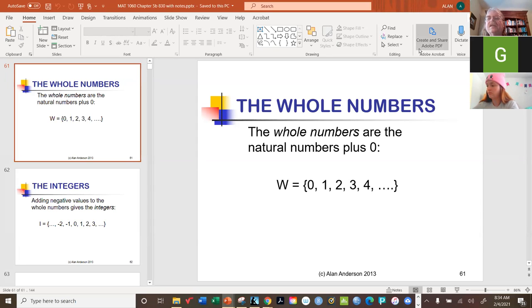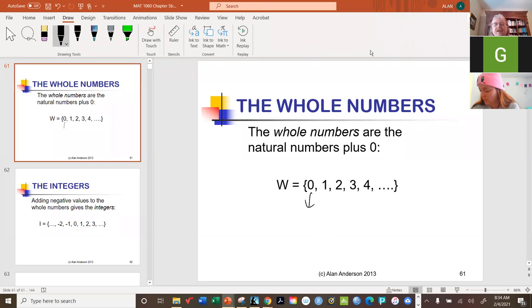and that would be the whole numbers. Now, as you can see, the whole numbers aren't very different than the natural numbers. The only thing that's different here is the zero. So zero has been added to the natural numbers, and so now we have the so-called whole numbers.